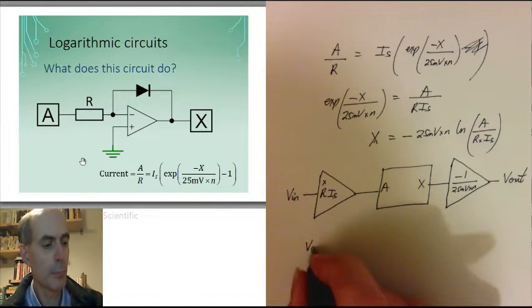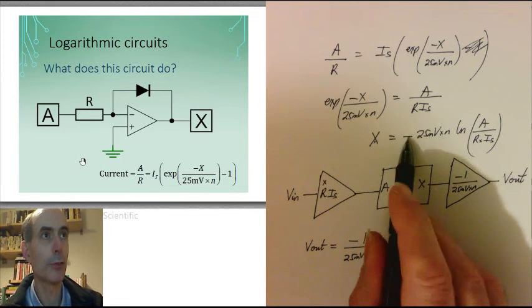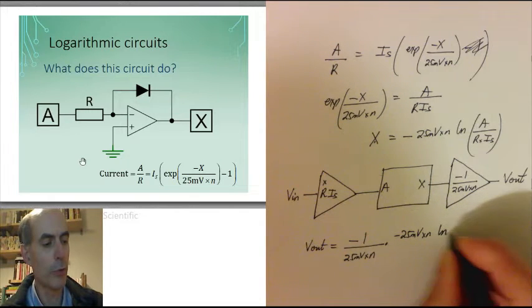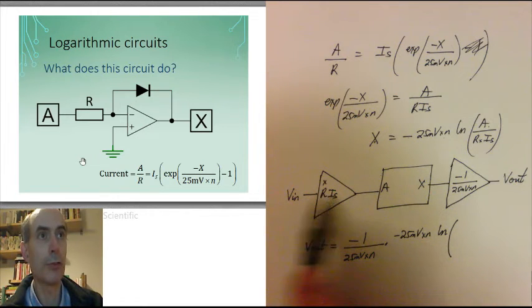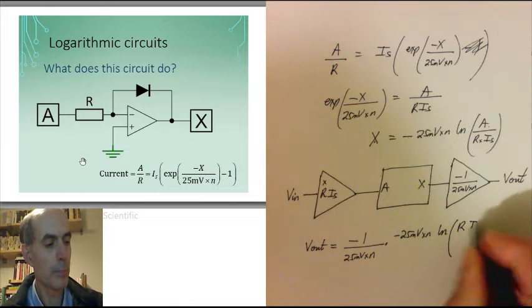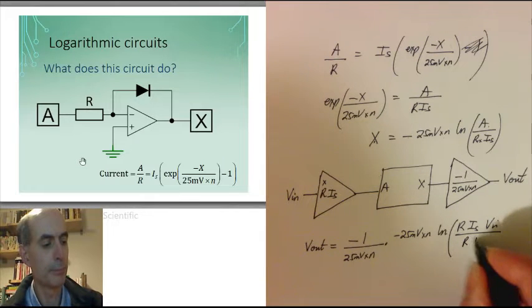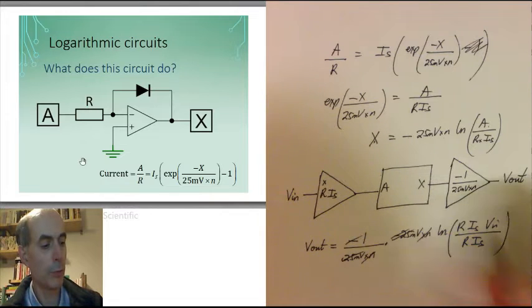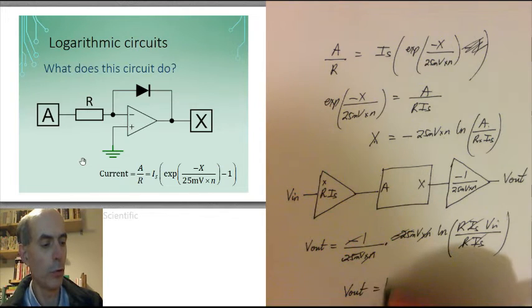Vout would be minus 1 over 25 millivolts times N times X, but X is minus 25 millivolts times N times the logarithm of A. Well, A is R times IS times Vin over R times IS. That cancels with that, with that minus cancels with that minus, the IS's and the R's cancel. We just end up with Vout equals the log of Vin.